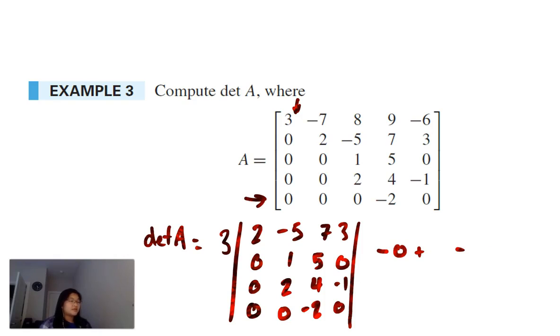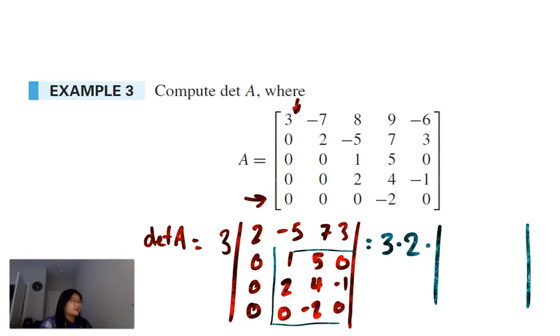I'm going to erase these guys. We get 3 times 2 times the determinant of our submatrix here, and then plus and minus plus minus zeros. So I will write that down. And now, actually, this looks pretty familiar, right? This is what we were looking at before, the matrix that we were using before.